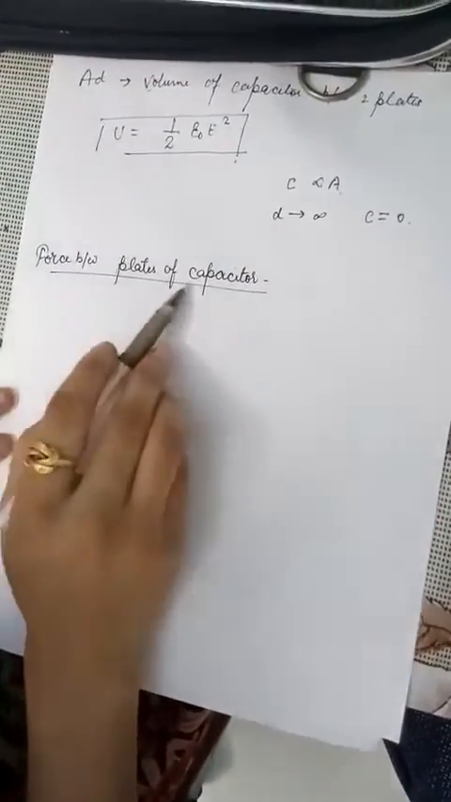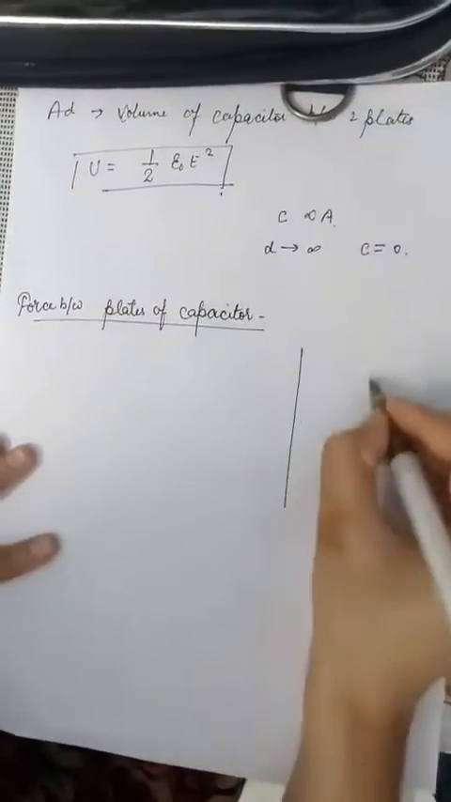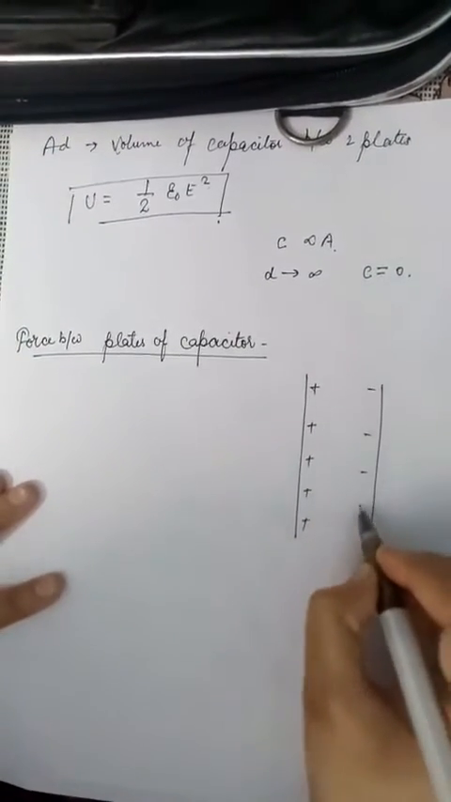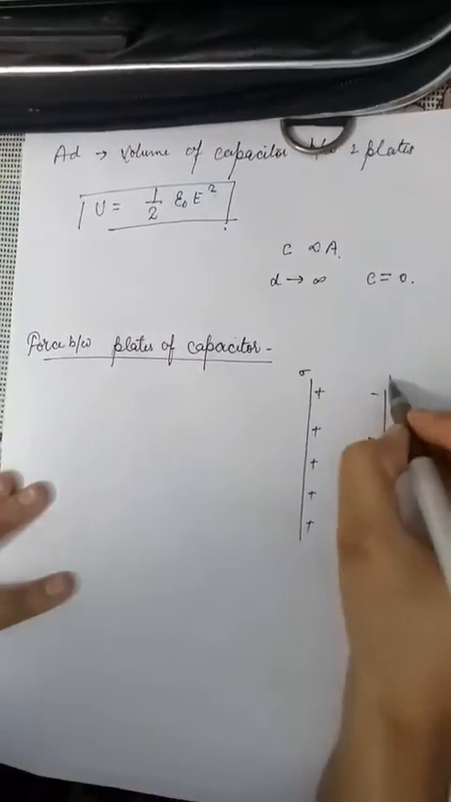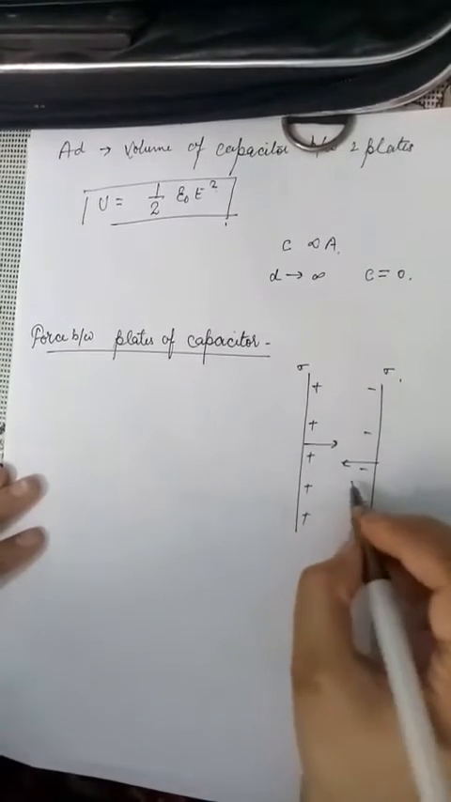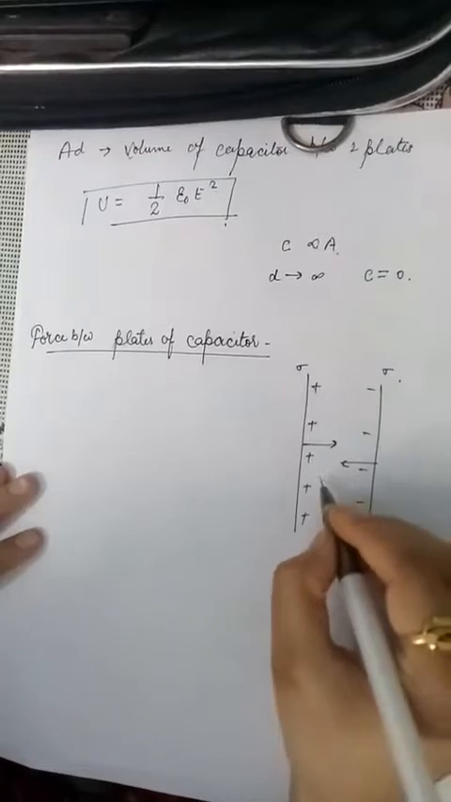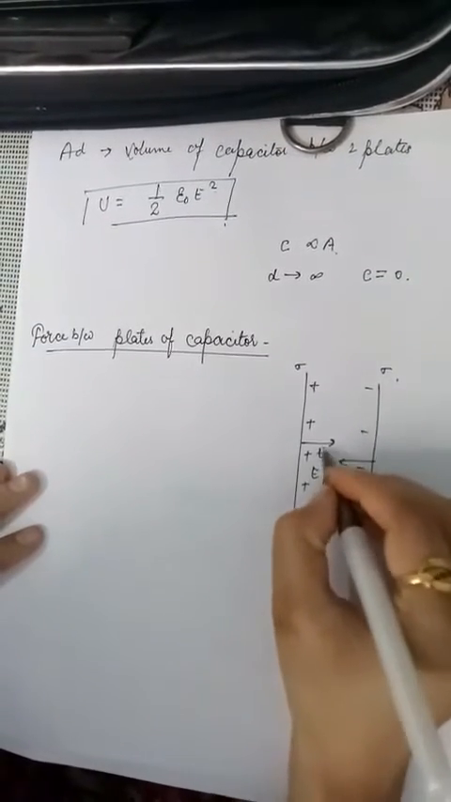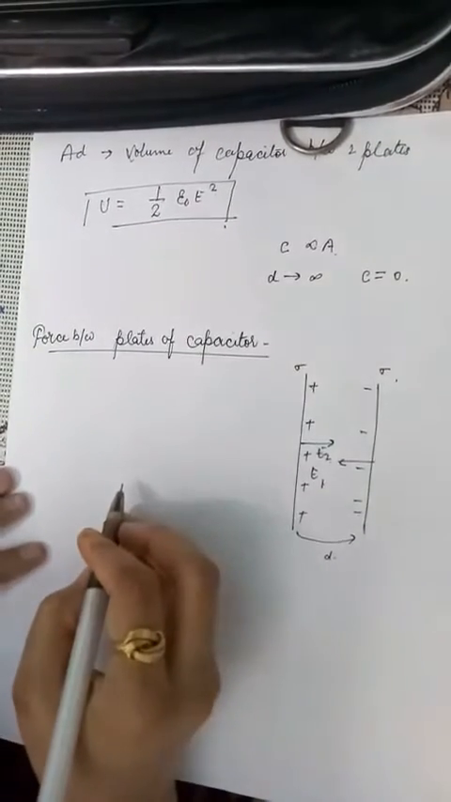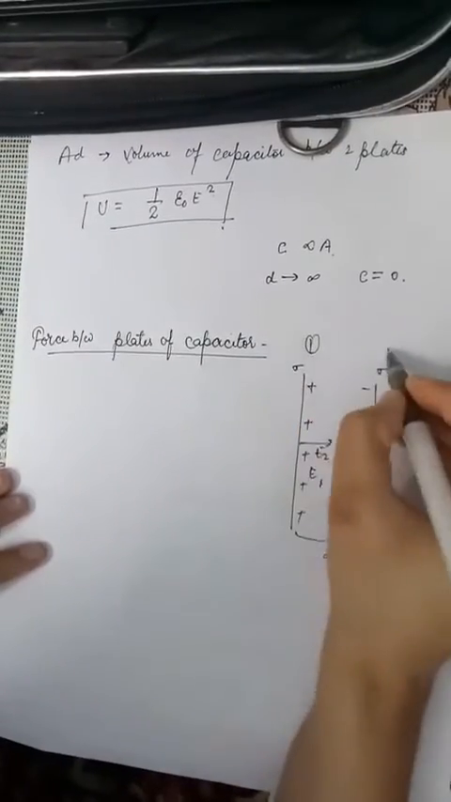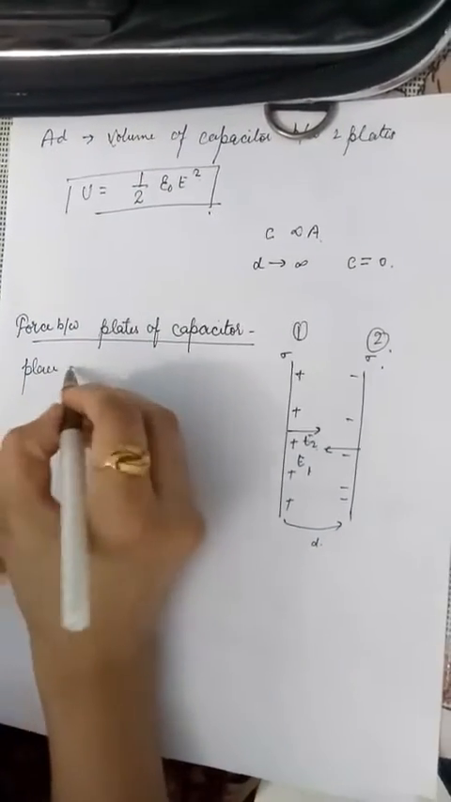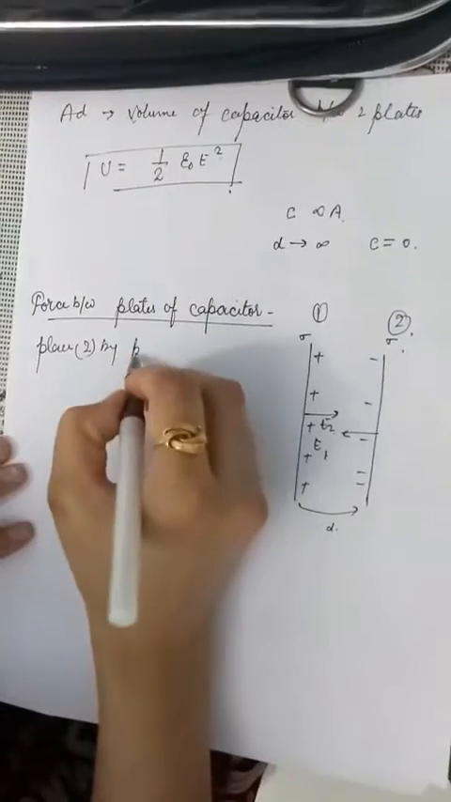Now the force between the plates of the capacitor. Suppose these are two plates. One is the positive plate and the other is the negative plate, and the surface charge density is sigma. The electric fields due to the plates are E1 and E2, suppose, and the separation is D. So this is plate 1 and this is plate 2. So the force on plate 2 by plate 1.